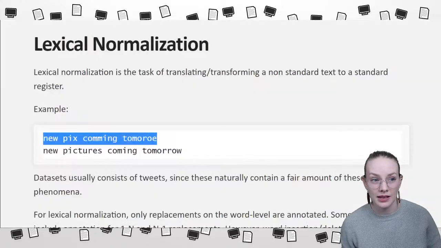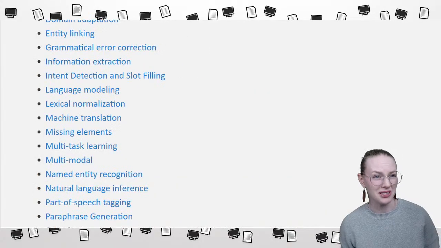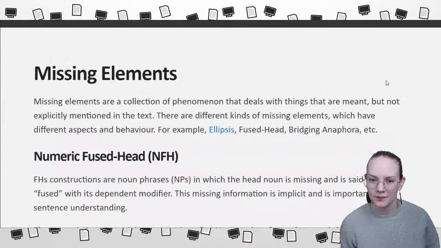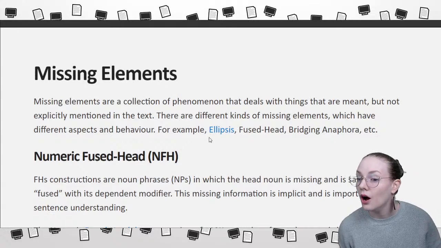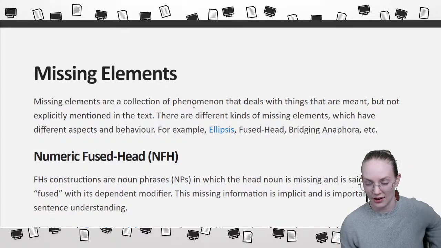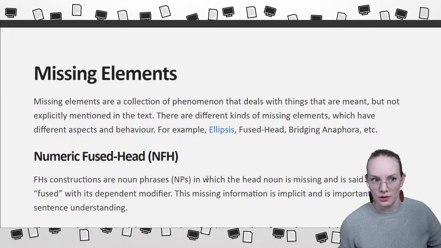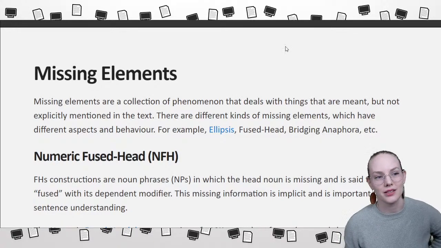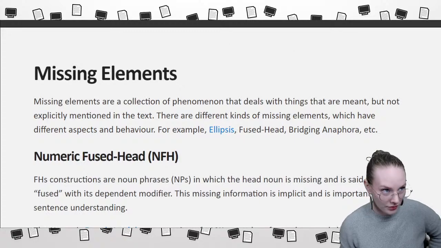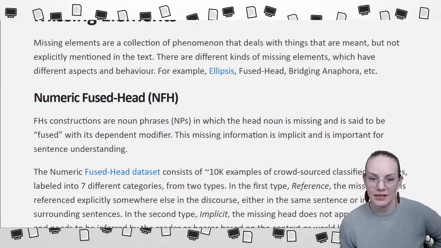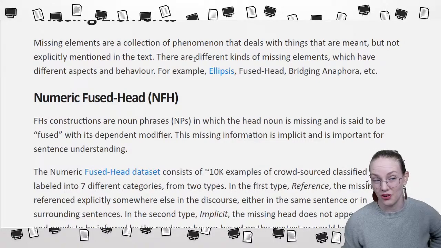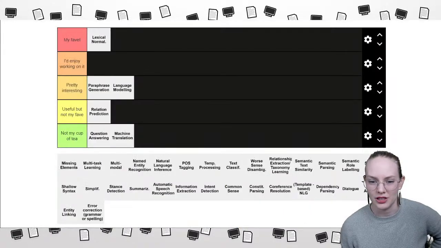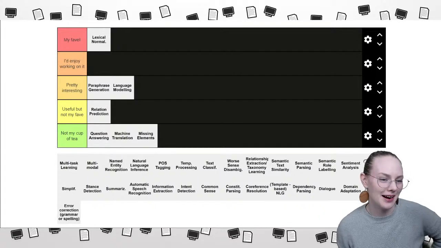Missing elements. So I think this is like a cloze task, right? This is like what BERT is supposed to do. But let me double check. No, I'm definitely wrong. Okay, so ellipsis, fused head, bridging anaphora, etc. Okay. Gotcha. So these are things that are deep in the syntax. These are things that are not represented in the surface form, but there is a place for them in the syntax and sort of reconstructing them. Okay, gotcha.